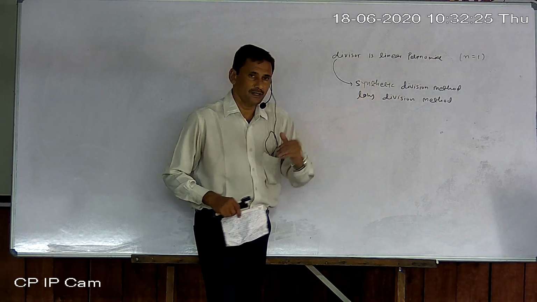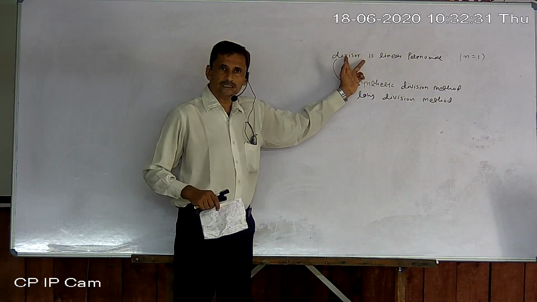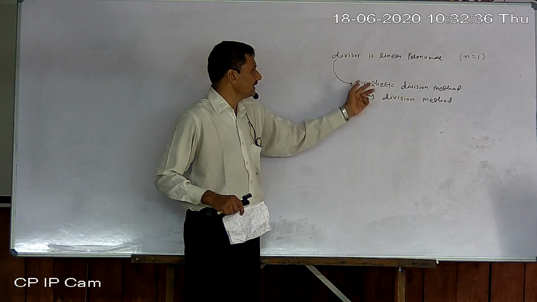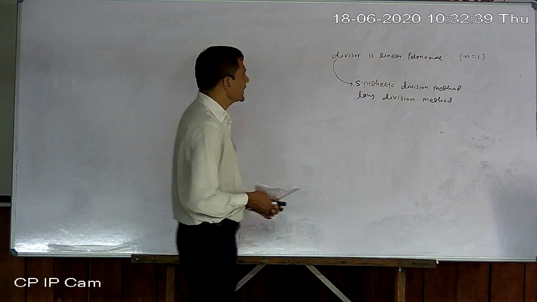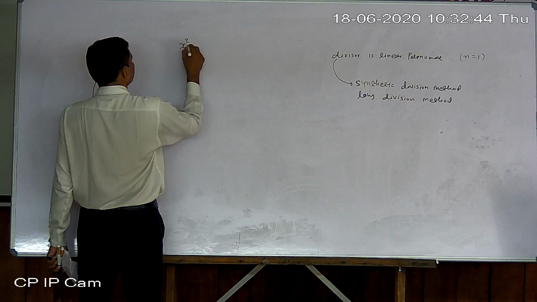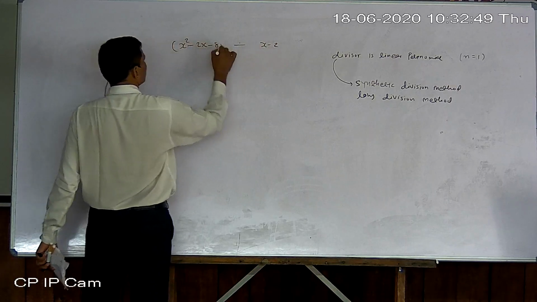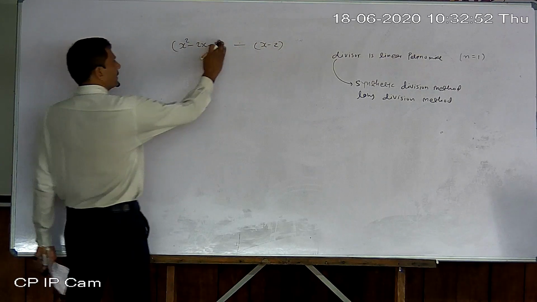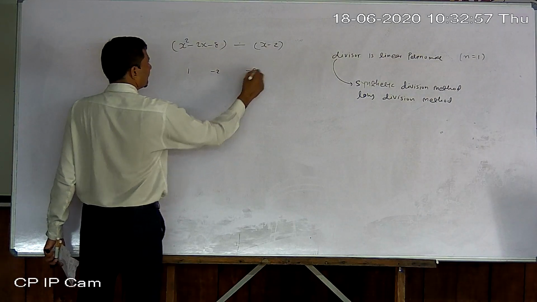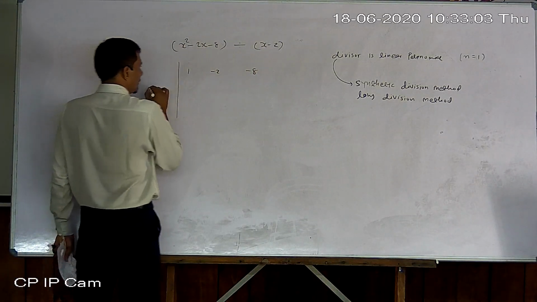Okay, in standard 9 all your divisor polynomials were linear, so I hope most students selected the synthetic division method only. I give you an example. Suppose you are given to divide this by x minus 2. Then what do you do? You just write the coefficients of the dividend: 1, minus 2, minus 8. Now you were writing this way.